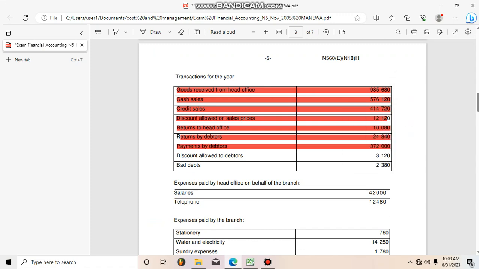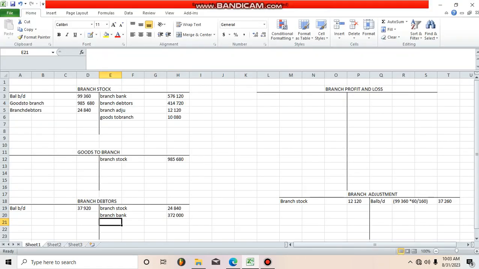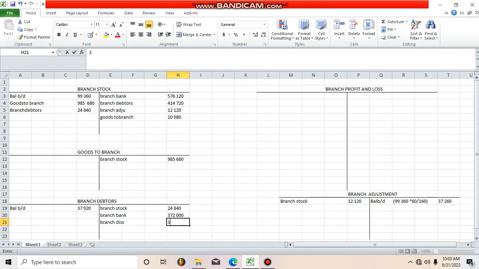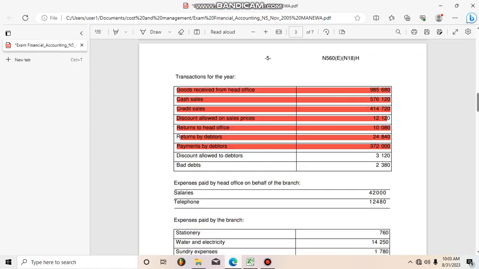So the discount allowed to debtors, you see this time we have a discount allowed to debtors of 3,120, the branch discount 3,120. Okay, so I'm done.